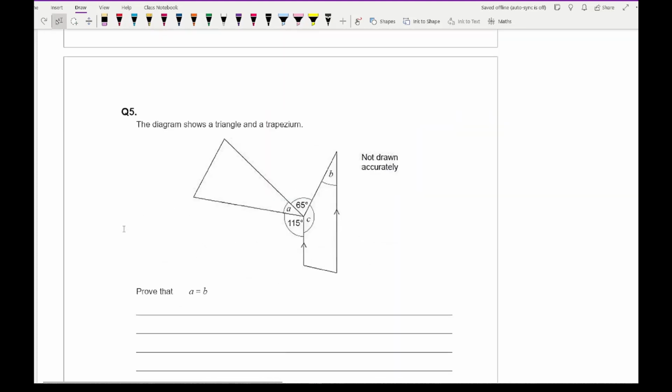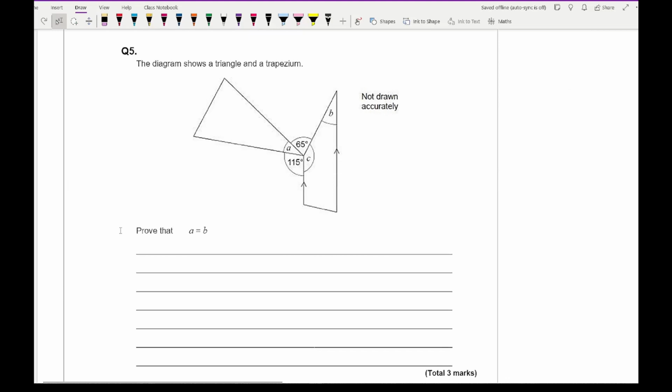Moving on to question 5, it says the diagram shows a triangle and a trapezium. Prove that A equals B. So looking at this, what I'm wanting is, well, I can see that if I use the angles around a point add up to 360, but the problem is I'm going to have something involving A, which is fine, but also C, and I don't want C because I need B instead.